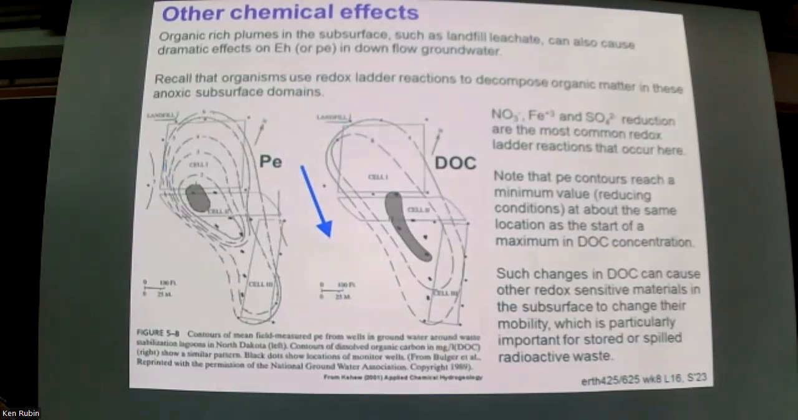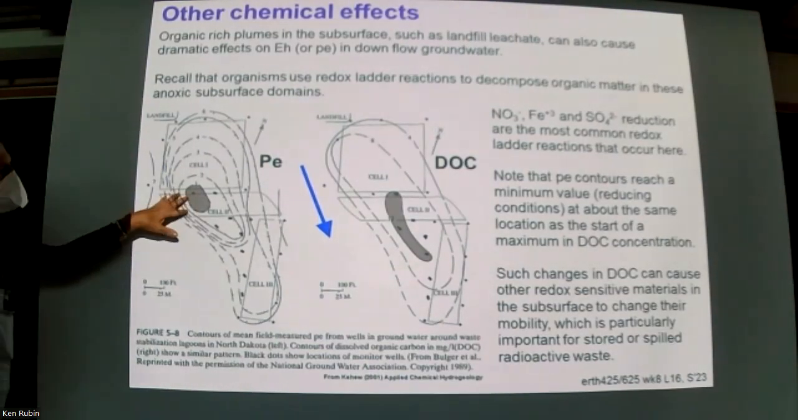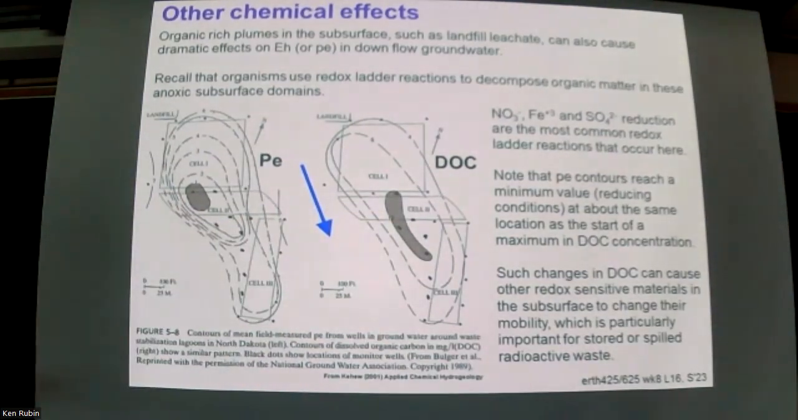This is the same place, same setup. Now we're looking at the PE and the dissolved organic carbon content. Another thing that happens is water flows through the subsurface if there's organic matter in there, and if there's limited oxygen, which is typically the case in groundwater if we're far away from the recharge zone, the PE can go down, the iron can get reduced, et cetera, et cetera.